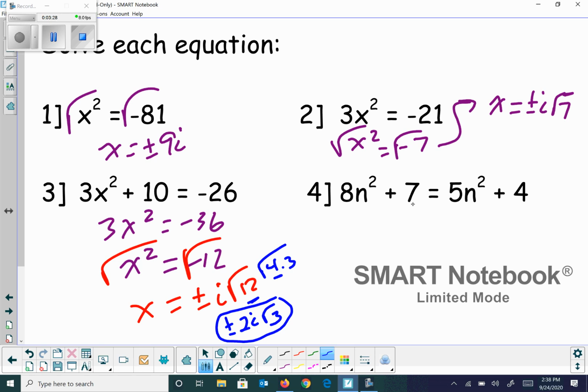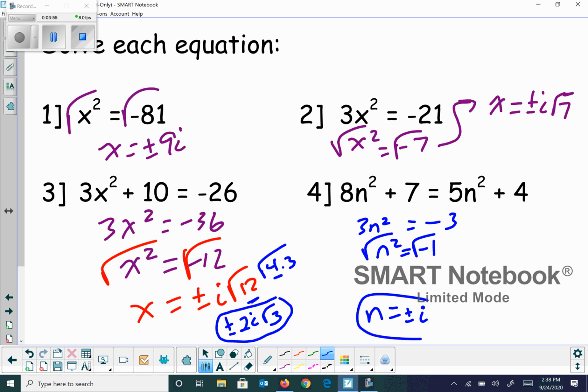Problem number 4, if I subtract 5n from both sides, I'm going to get 3n squared on the left side. If I subtract 7 from both sides, I'm going to get negative 3. If I divide both sides by 3, I'm going to get negative 1. If I take the square root of both sides, I'm going to get n equals plus or minus i. Okay? Because the square root of 1 is 1, and that i comes out. I could put 1i. That'd be technically correct, but it looks a little neater when you just have less information there.